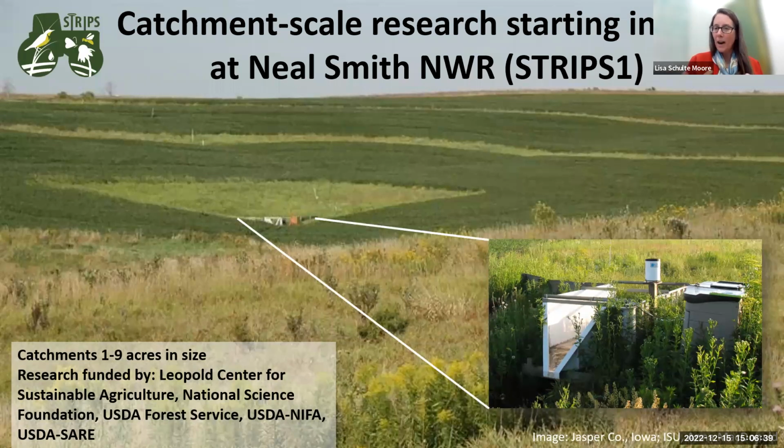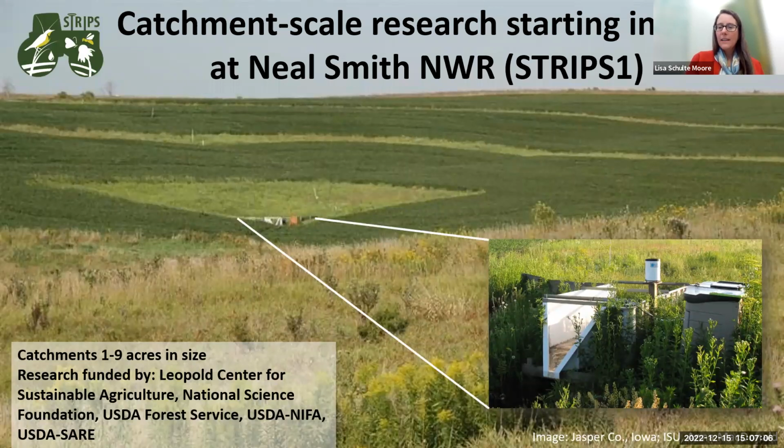We call it the Strips Project, Science-Based Trials of Row Crops Integrated with Prairie Strips. And the initial research was conducted at a National Wildlife Refuge, Neil Smith National Wildlife Refuge, just outside of Des Moines, Iowa, because they had the land available for us to conduct the experiment and saw the vision of integrating in the tall grass prairie with our dominant agro ecosystems of corn and soybeans.